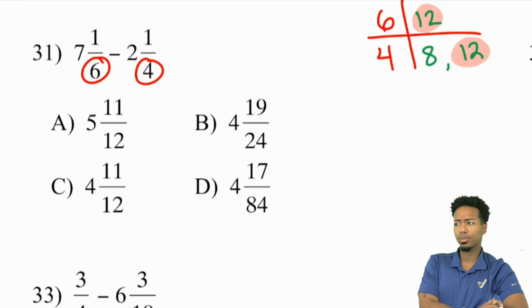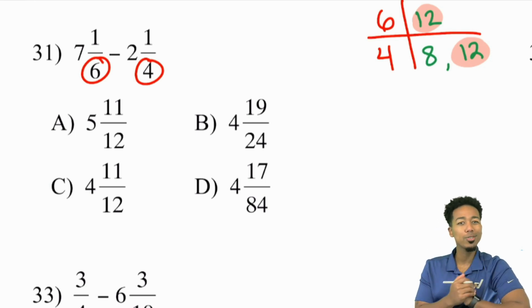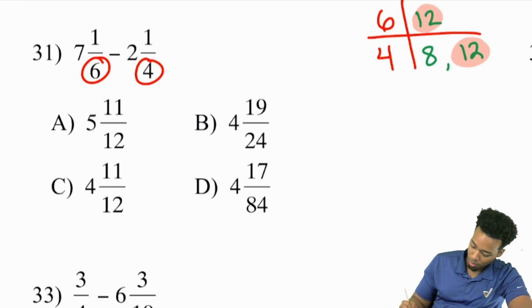Could you use 24 or 36 or 48? Yeah, but it wouldn't be the smallest. We want to be able to use the smallest. That way we can keep things in simplest terms, nice and easy already. So we have 12 being the common denominator.